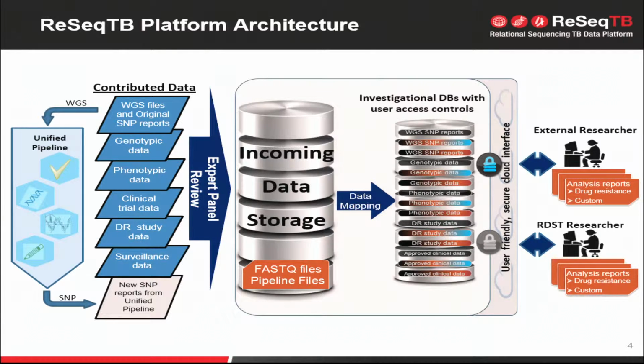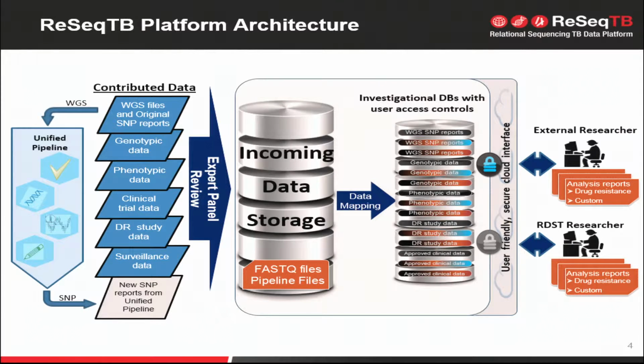It goes through a curation process once it gets into the Critical Path Institute, then goes into an incoming data repository. One of the unique requirements about the ReSeq TB platform is not only did we want to make the aggregated data available to end users, but there was a requirement that end users could actually access the individual data files as contributed. So that's what the incoming data storage server does.